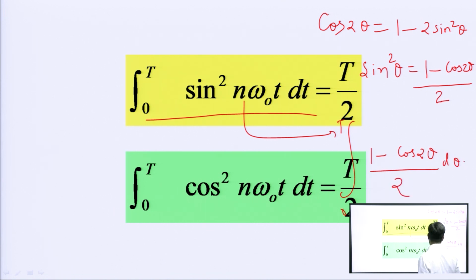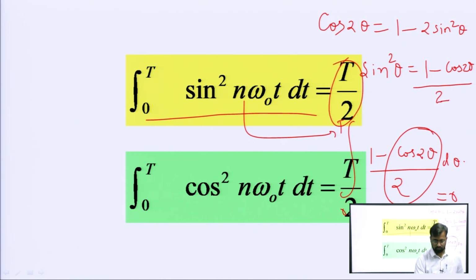Replace it here: the integration from 0 to T of sine square theta is 1 minus cos 2 theta by 2 d theta. The integration of cos theta is equal to 0, so we get 1 upon 2 T, that is T by 2. The same is the result, so you must remember this. Similar is the case for cos square, because cos 2 theta is 1 minus 2 sine square theta, and we can also write cos 2 theta as 2 cos square theta minus 1. Using this relation we can easily derive it.